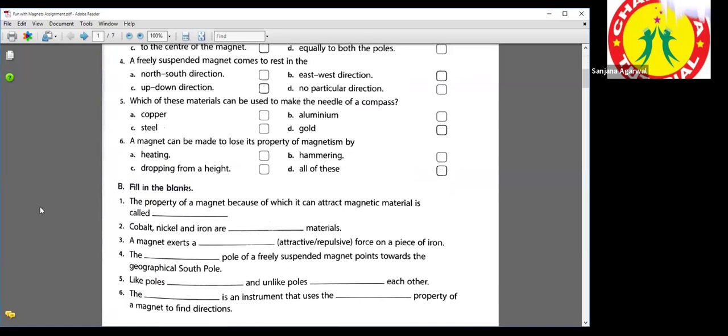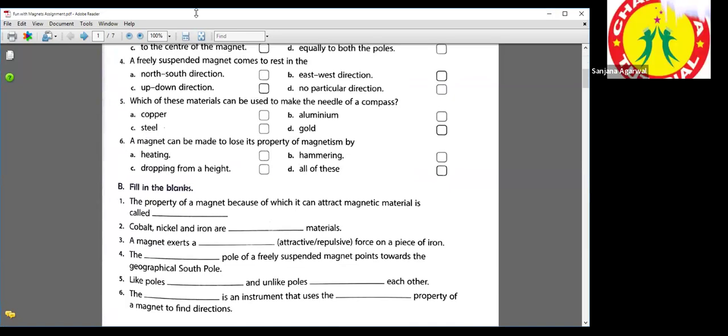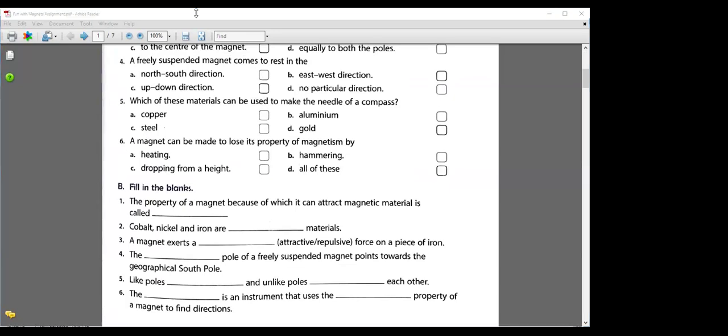Four: when the magnet is rested, it points in the north-south direction. Which of these materials can be used to make the needle of a compass? Ma'am, steel. See, the needle of a compass should be a magnetic material, because the needle will only sense the influence of the magnetic field and make the movement. So which out of these? Ma'am, copper.